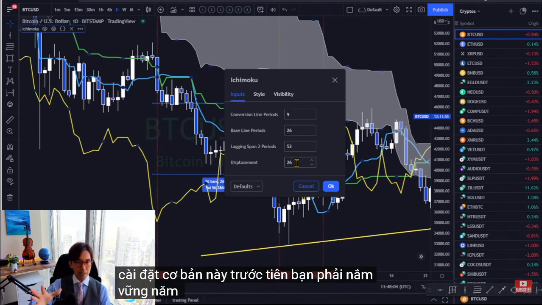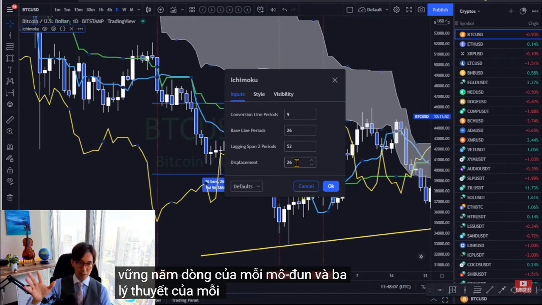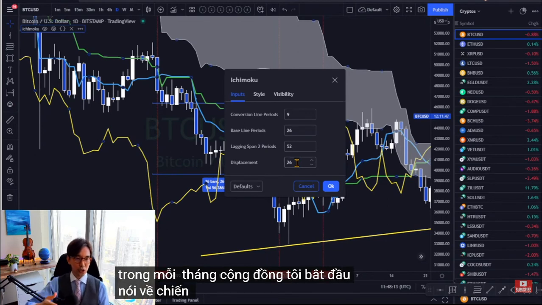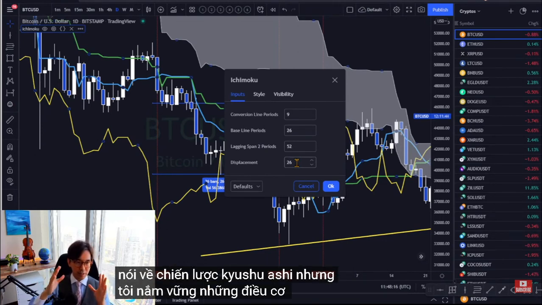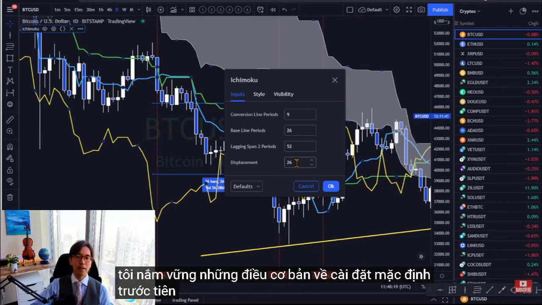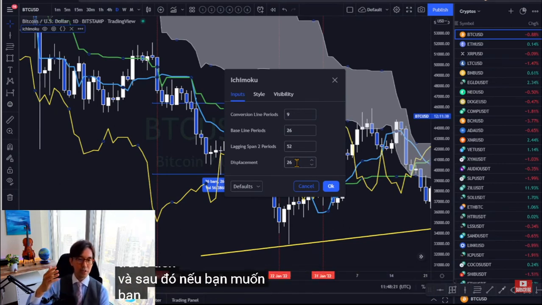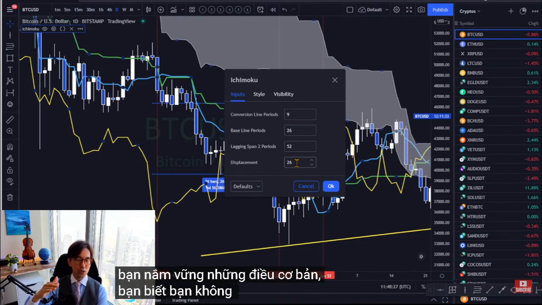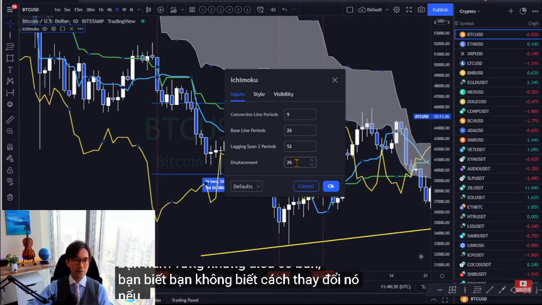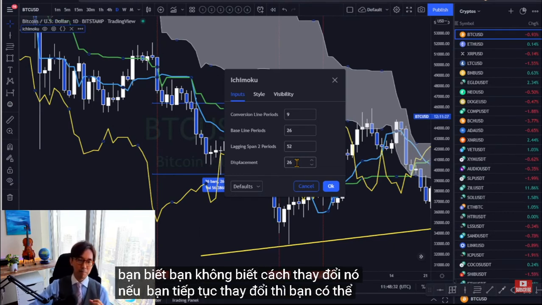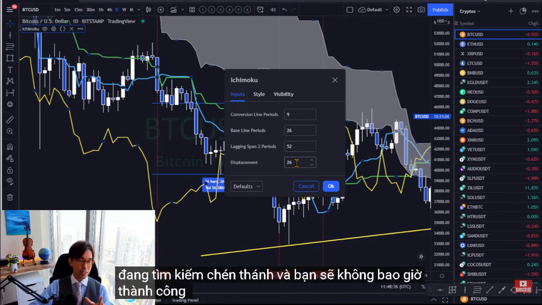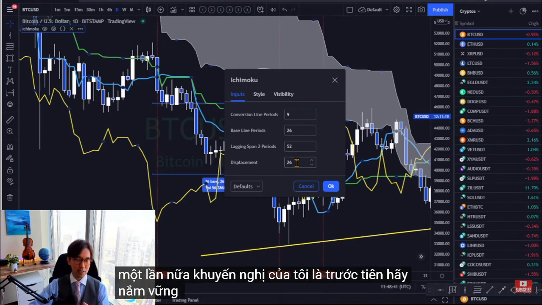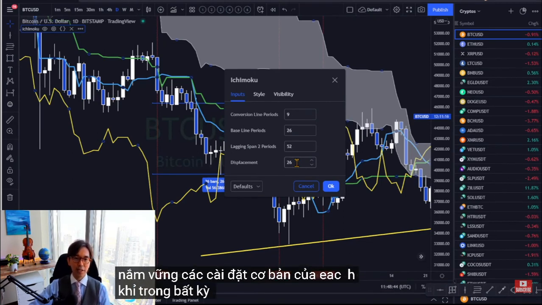You have to master the 5 lines of Ichimoku and the 3 theories of Ichimoku. And recently, in my Ichimoku community, I started to talk about the Kyushu Ashi strategy, but master the default setting basics first. And then if you still want to change, then you can. But unless you master the basics, you don't know how to change it. If you keep changing, then you may be looking for the Holy Grail and you will never be successful this way.